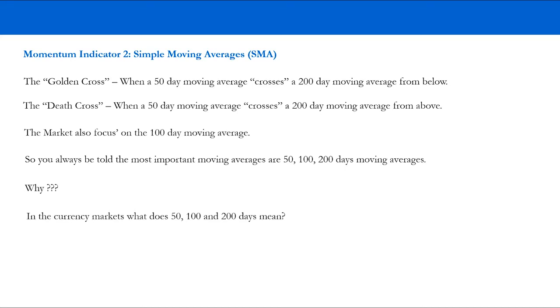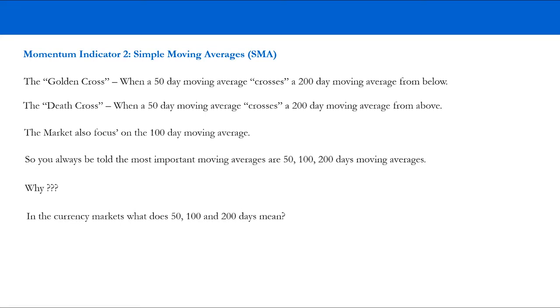So these are very popular things to look at, especially in the retail trader market. And the market also focuses on 100-day moving averages. So you're always going to be told that the most important moving averages in the market are 50, 100 and 200-day moving averages, and that the golden cross and the death cross are significant when it comes to momentum in a currency pair.